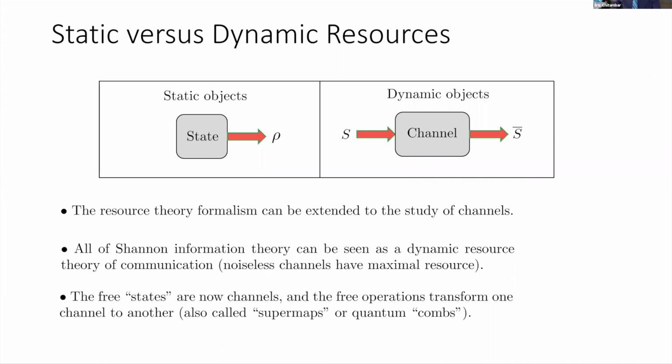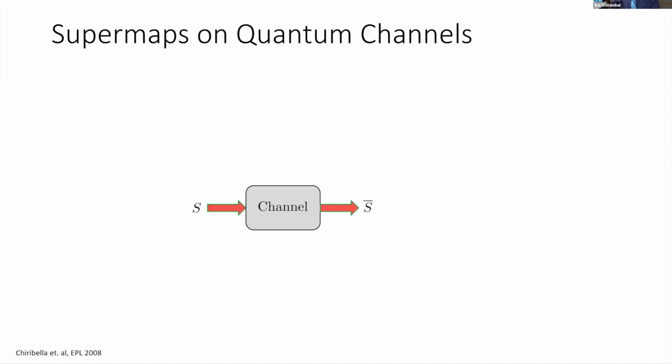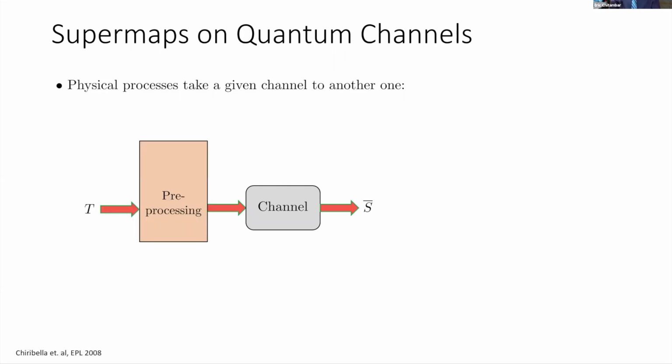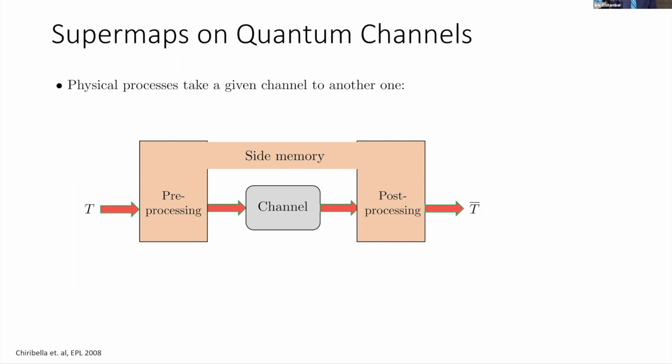Okay, right. So in this dynamic resource theory, our states are channels, and our free operations are transforming one state to another. These types of operations are sometimes known as supermaps or quantum combs. Let's see how this works. I start off with one dynamical object, a channel. And what I can do is introduce a pre-processing channel, and a post-processing channel. And then I can connect the two, the pre and the post, with some side quantum memory.